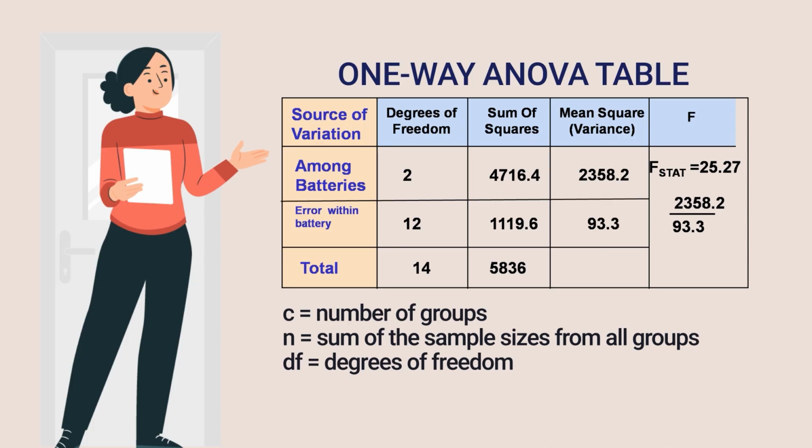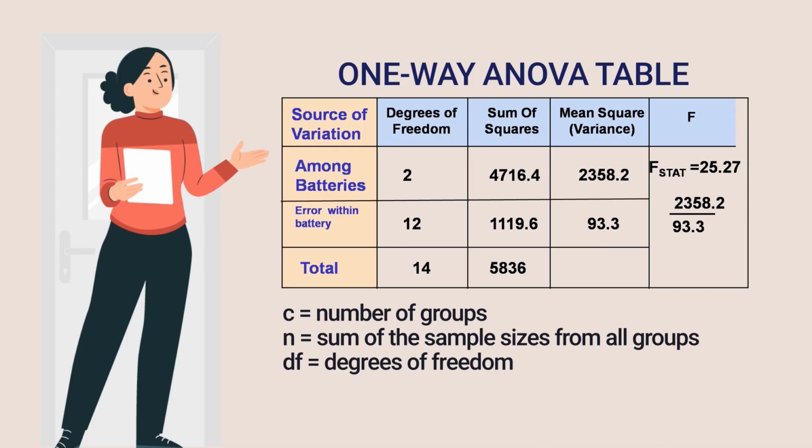To get the mean square value, we divide the sum of squares by the corresponding degrees of freedom. That is 4716.4 divided by 2, so we get a mean square value of 2358.2. Similarly, we do this for the within-battery variation: 12 degrees of freedom, and sum of squares is 1119.6. If you divide the sum of squares by the 12 degrees of freedom, we get an estimate of 93.5. Now we compare these two estimates of sigma squared under mean square.